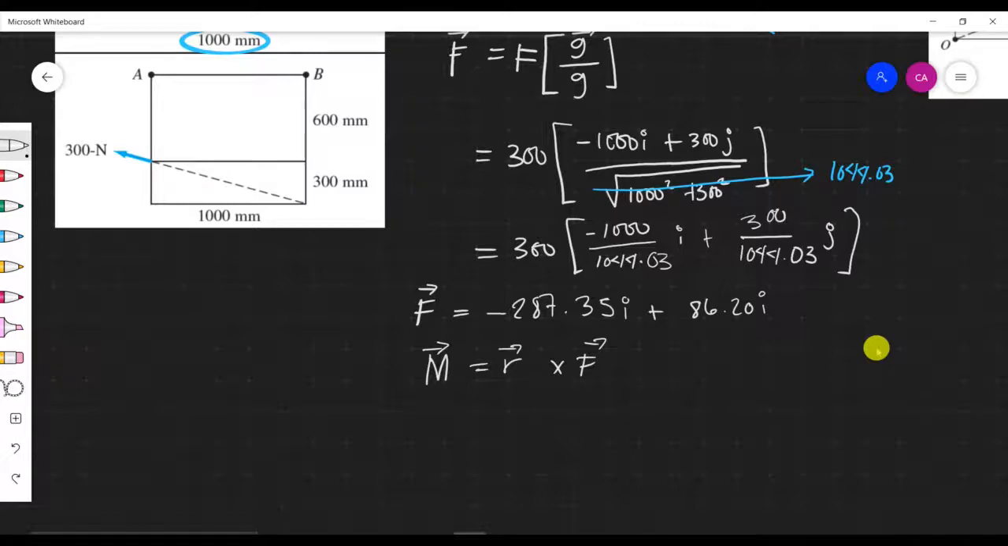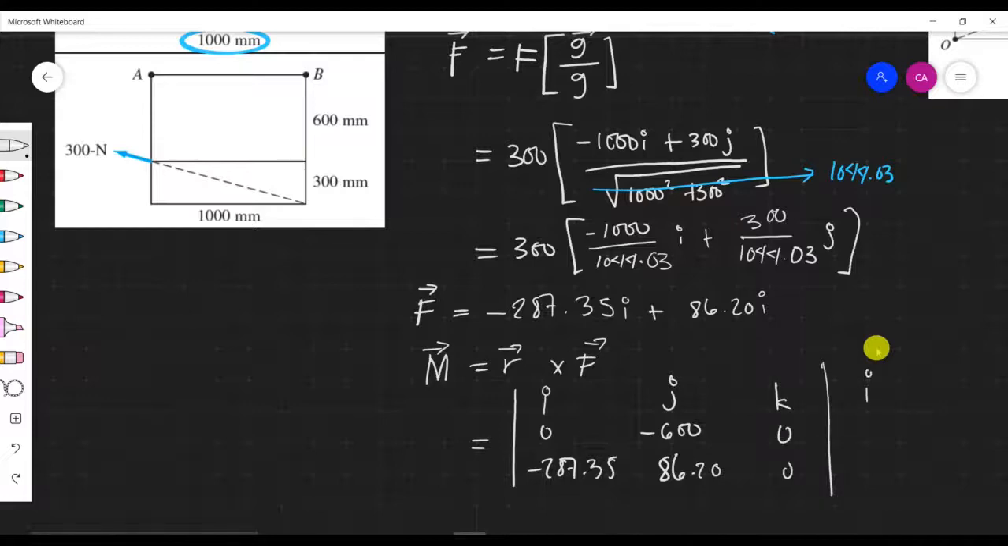Una, I, 0, negative 287.35. Then, J is negative 600, 86.20. Then, K is 0, 0. Then, kopyahin mo. I, 0, negative 287. Basket method lang kung maalala nyo, no? Then, J, which is negative 600, 86.20. So, ang gagawin natin is, una, 0, kasi may 0 sa dulo. Then, 0 pa rin. Okay? Then, ito, 0 pa din.